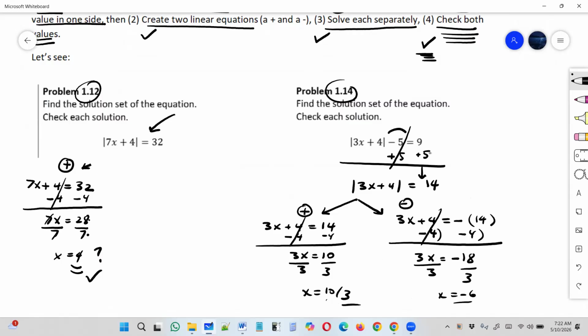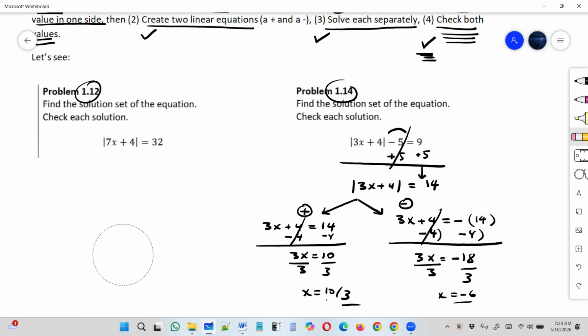So we get two possible answers. They both have to be checked, okay? We cannot just go about it, because one may not work. And we check it in the original equation. So I'm going to do the negative 6 first because it's easy. So 3 times the absolute value of negative 6 plus 4. Forgot the minus 5 there. So let's just write that. Minus 5 equals 9. So we have to check to see if it's correct.